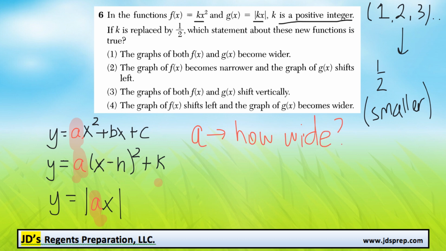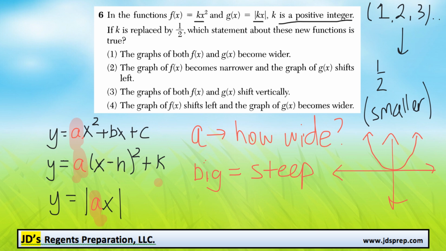So whenever you have a big a value, that means it's going to be really steep. For example, if we were to graph just y equals x squared, it might look something like this. But if you were to graph y equals 10x squared, so that a value has become a lot larger, then you'd be dealing with a much steeper parabola like that.